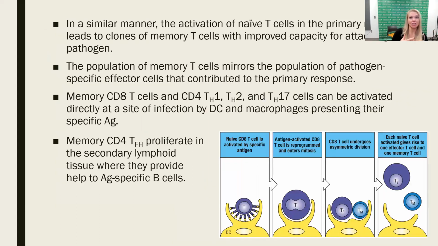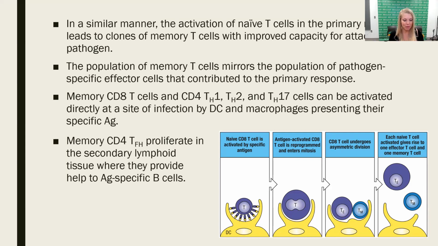Now, just like B cells, T cells also have memory cells, but there could be naive T cells out there that want to start a primary immune response, right? And this can lead then to a clone of memory T cells that have improved capacity for attachment to a pathogen. The population of memory T cells then should mirror the population of pathogen-specific effector cells that contribute to that primary immune response.